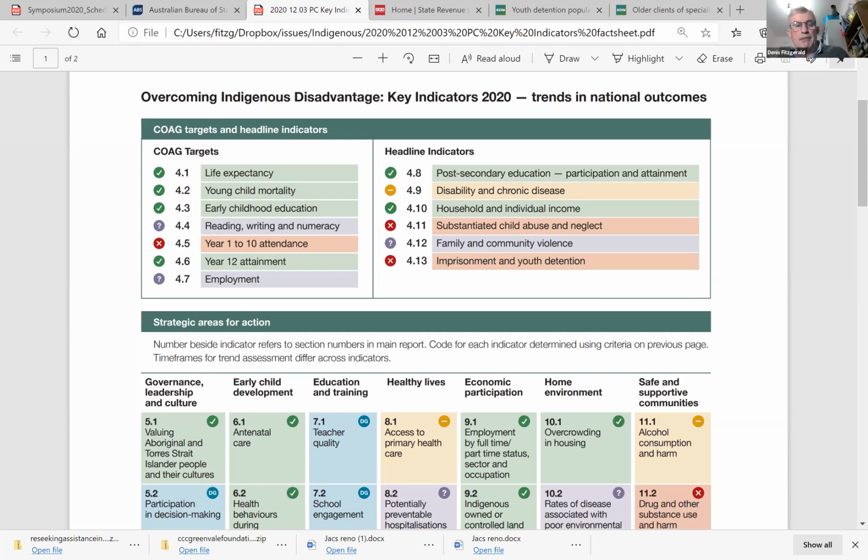So they came up with a new set of COAG targets. That's the Council for Australian Government targets, and headline indicators under those targets. So the numbers that will resonate with the people, as well as with the journalists and the politicians, to give them a sense of what's really going on in the communities. And when you look at life expectancy, young child mortality, early childhood education, it took the Productivity Commission 10 years to build these data collection systems.